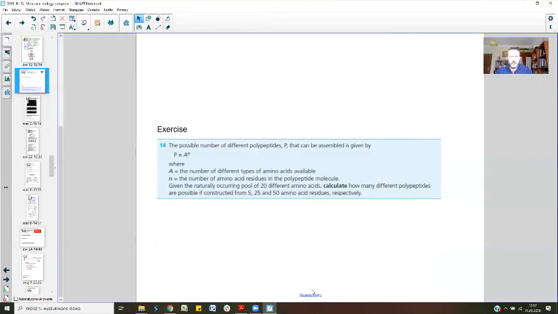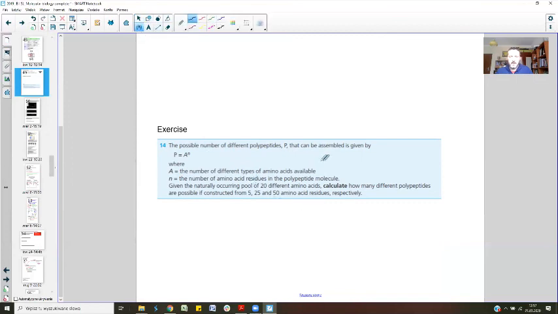Okay, so if we know that we have 20 different amino acids, please calculate how many different proteins will be formed potentially in a polypeptide or peptide made of 5 amino acids, 25, and respectively 50 amino acids. Thank you for your attention.